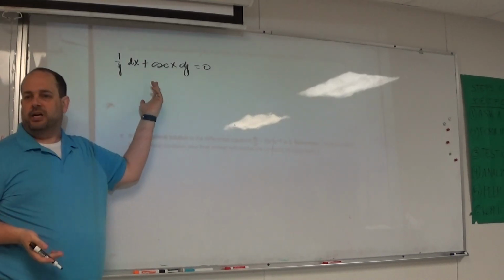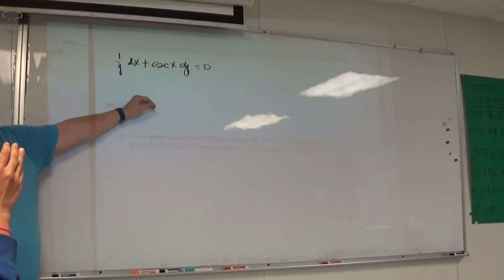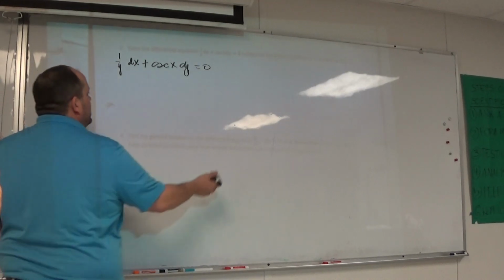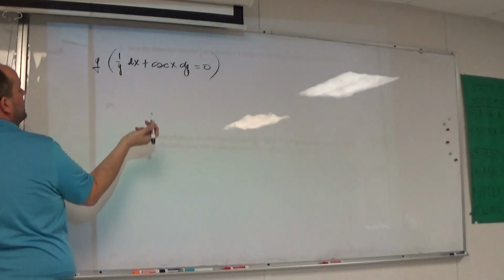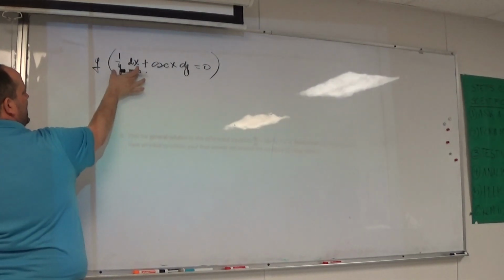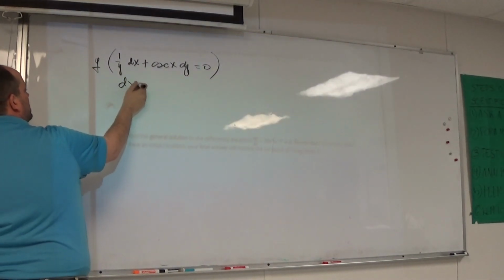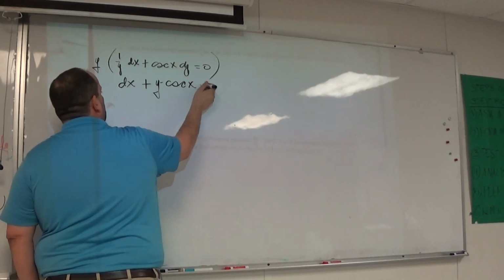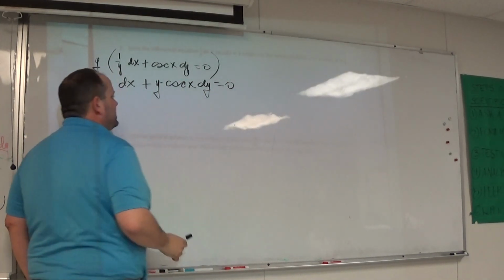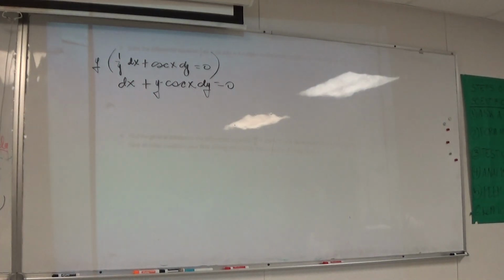What do we get to start? I'll take anything from anybody. What do you do? Okay, Julissa multiplied by y. Is that legal? Absolutely. Now if you do that, y times 1 over y dx is dx, plus y cosecant of x dy is equal to 0. That's great. You got rid of the fraction.